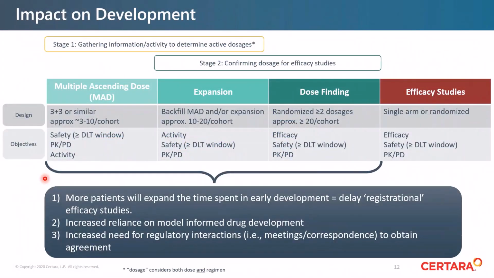This change in paradigm is expected to require a change in planning at the sponsor's end. An increased number of patients early in development will increase the amount of time potentially spent in this stage, which could lead to possible delays to a registrational efficacy study. There is expected to be an increased reliance on model-informed drug development, so please plan for appropriate resources early in development to enable such activities. There is also a potential need for increased regulatory interactions in order to obtain agreement on the doses we're bringing forward into the next stage of development.